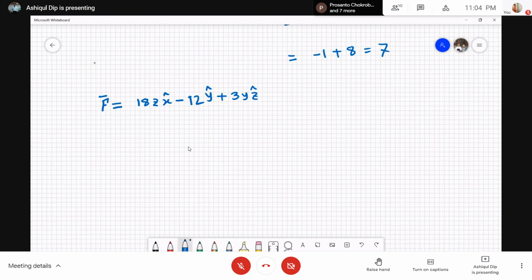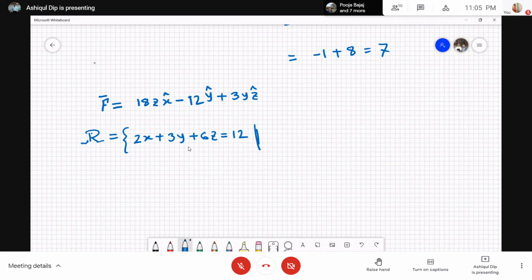And the region: the equation of the plane is 2x plus 3y plus 6z equals 12, located in the first octant of our coordinate system. So first octant, that means it's not the end of the story.